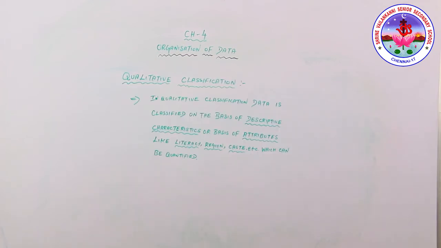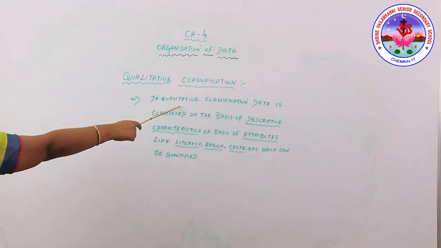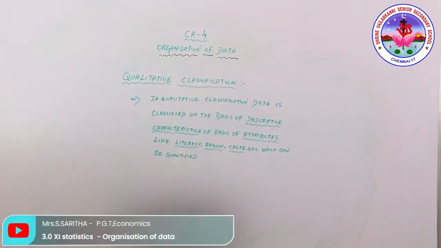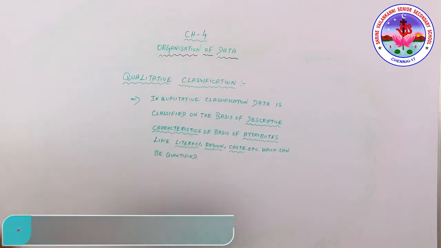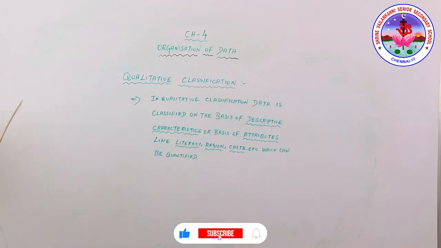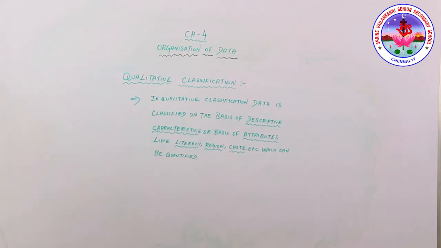Let's move to the third one, qualitative classification. In qualitative classification, the data is classified on the basis of descriptive character or attributes. What are attributes? Attributes like literacy, region, caste, etc., which cannot be quantified. We call this qualitative classification. Under qualitative classification, there are two types: one, simple classification, and second, manifold classification.